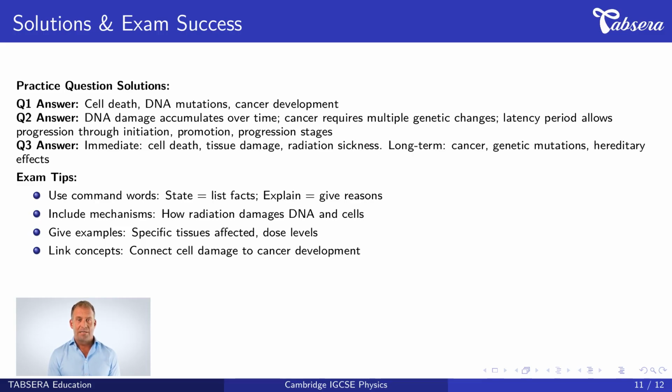Now for exam success tips. First, use command words correctly. State means list facts without explanation, while explain means give reasons and mechanisms. Second, include mechanisms in your answers describing how radiation damages DNA and cells at the molecular level. Third, give specific examples such as which tissues are most affected and typical dose levels. Fourth, link concepts by connecting cell damage to cancer development processes.